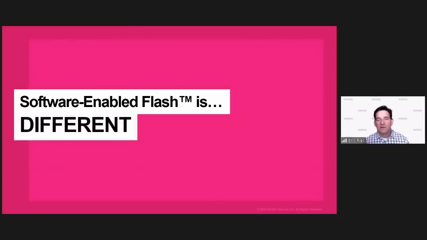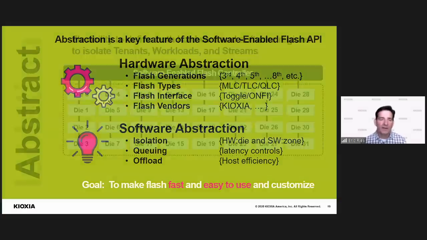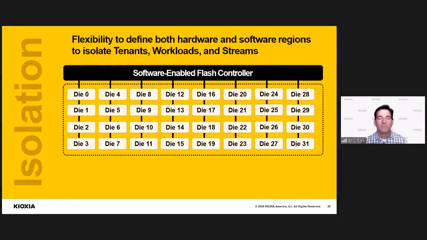Now, we talked about software-enabled flash being different and providing different things and addressing these opportunities. So let's talk about what those opportunities are and how they're addressed. Abstraction is a key way that we do this, by abstracting out the hardware functions that are listed here, as well as giving software abstraction to key behaviors. Isolation is one of the most important features that we provide.